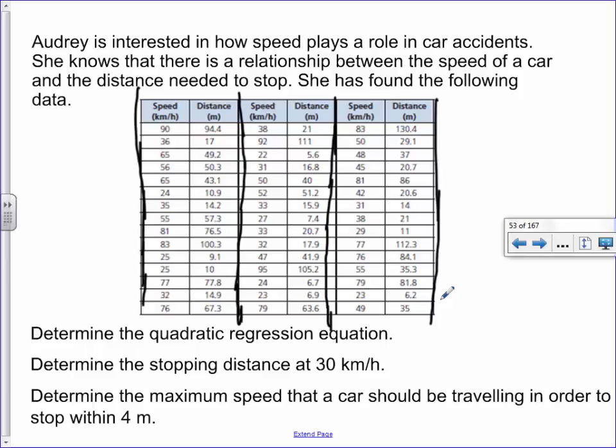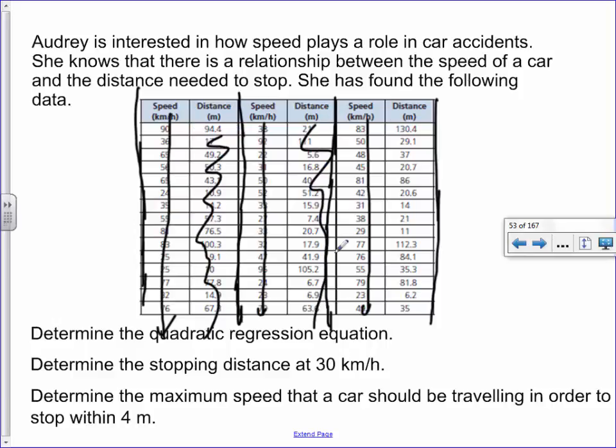Do you guys see how this data works here? You're going to have to type all of this in, then type in all of this, then type in all of this in L1. And then you're going to have to type in this column and this column in L2. So it's actually going to take us quite a while just to type all of our data into the calculator. That makes sense. So that's one of the crappy things about doing this section, it might take you a while to type it all in.